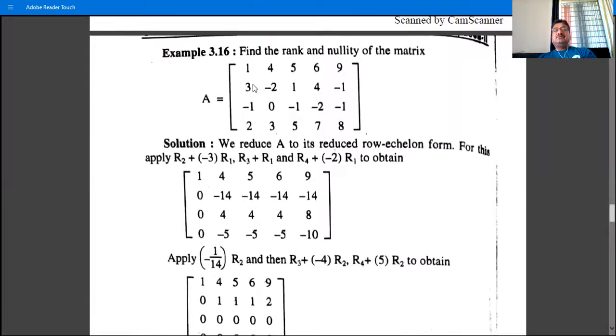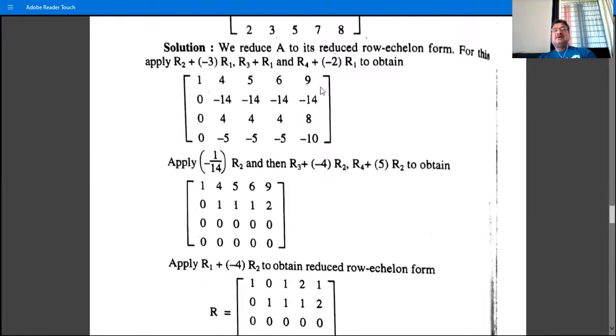So we have to reduce this 3, minus 1 and 2 to 0. The operations are R2 minus 3R1, R3 plus R1, and R4 minus 2R1. So after this transformation, we have this matrix. Then we have to reduce this minus 14 to 1. So the operation is minus 1 by 14 times R2.